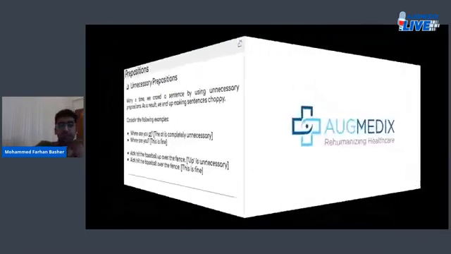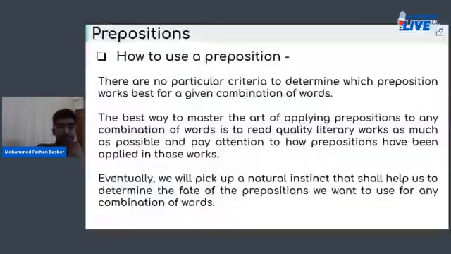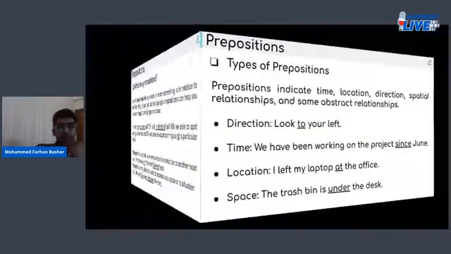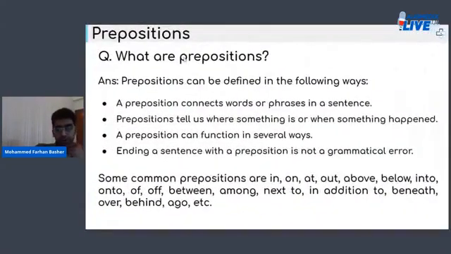Okay, so this is pretty much it for prepositions. We'll do a short recap. So what have we learned so far? Prepositions can be defined in the following ways. A preposition connects words or phrases in a sentence. The most basic function of a preposition is, of course, to connect words or phrases within a sentence. Prepositions tell us where something is or when something happened, right?